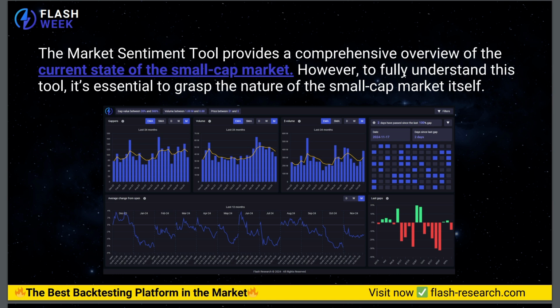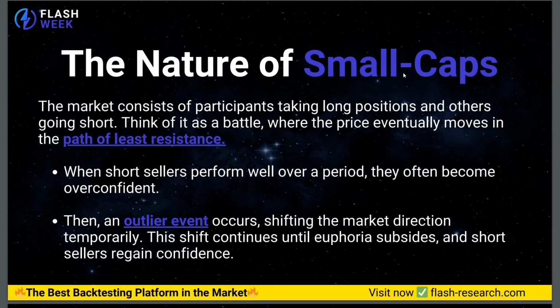And I know you guys probably are experienced traders, but if you are asking why those cycles come and go, it's basically because the markets consist of participants taking long positions and others going short. Think of it as a battle. They are fighting each other, and eventually the price moves in the path of least resistance.